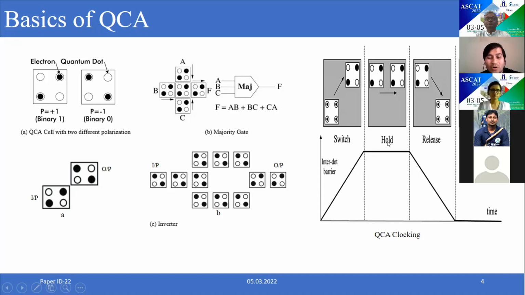In the hold state, the polarized cell will transmit its polarization or affect the neighboring cell. I have represented this in the diagram. In the release state, the QCA cell starts unpolarizing and the inter-dot barrier is lowered. In the relax phase, the QCA cell is unpolarized and the inter-dot barrier remains lowered.